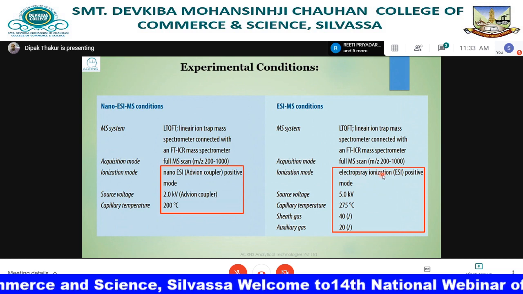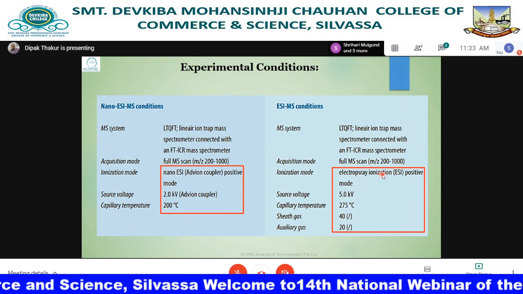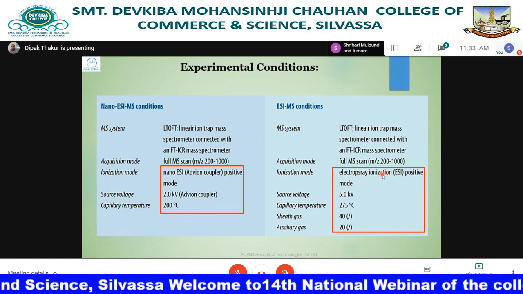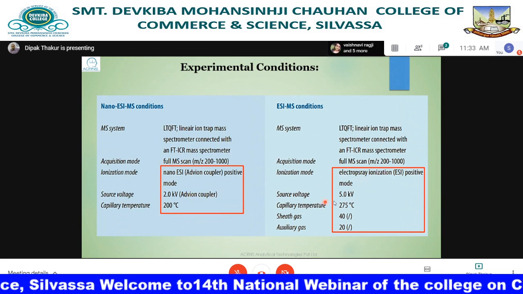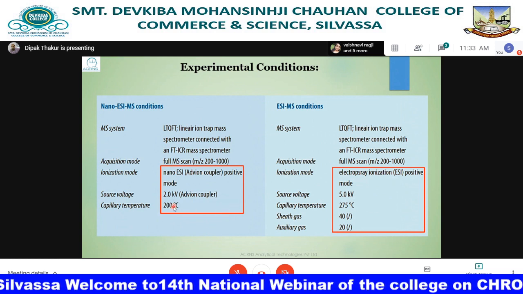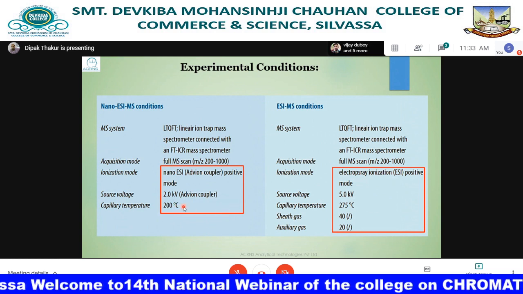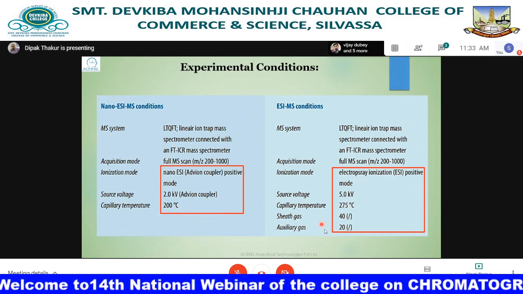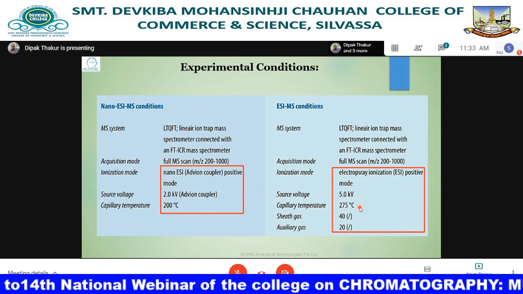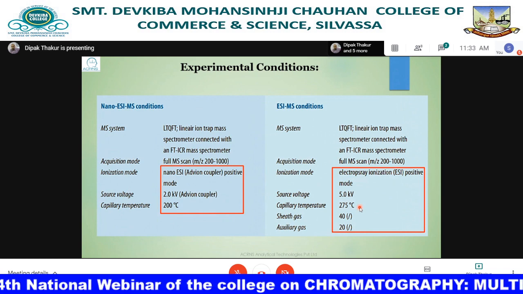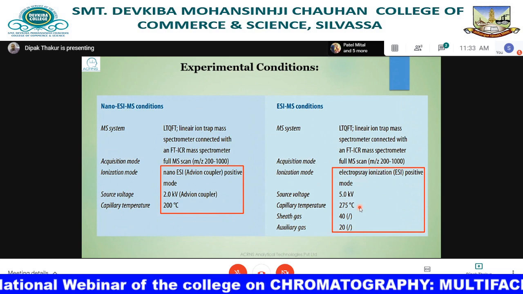Electrospray ionization, I'm going to explain in the next slide, but just see the voltage required for spray is 2 kilovolts versus 5 kilovolts. Capillary temperature is 200 here, 275 there. Additionally, you need gases, that is nitrogen gas. And what is the role of it? I'll show you in the next slide.